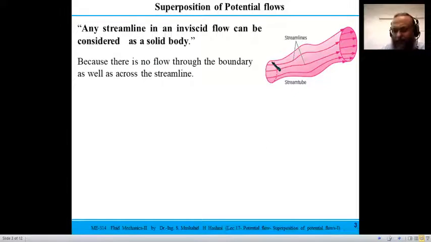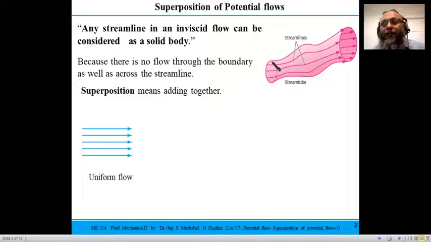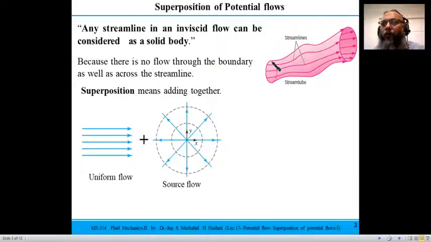So this is the superposition principle. When I say superposition, it means algebraically you are going to add them together. If you have two functions and you superimpose them, you simply add them together. Okay, let's look at this uniform flow case. We have already worked out the expression for uniform flow. Uniform flow means all streamlines are parallel to each other, and they are moving in a particular direction, and here the direction is horizontal. Let's say you add them together with a flow called source flow.